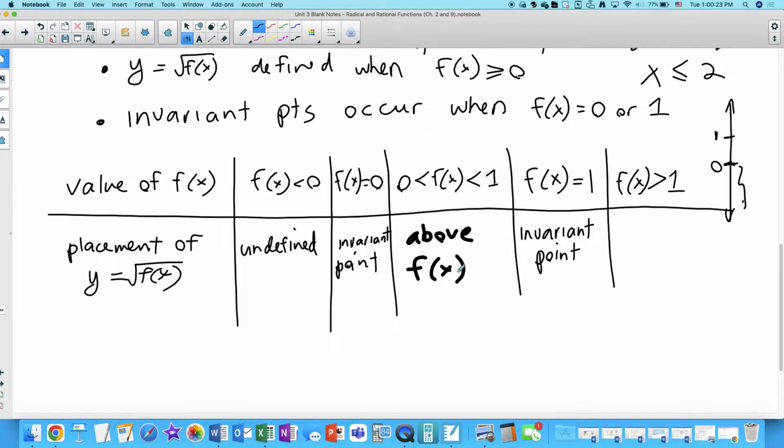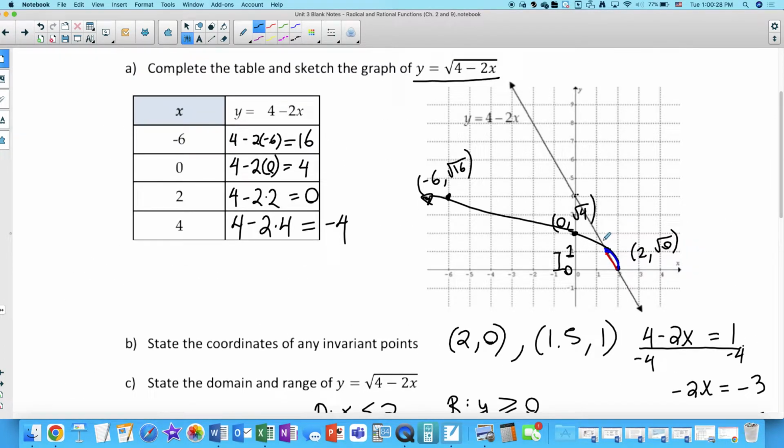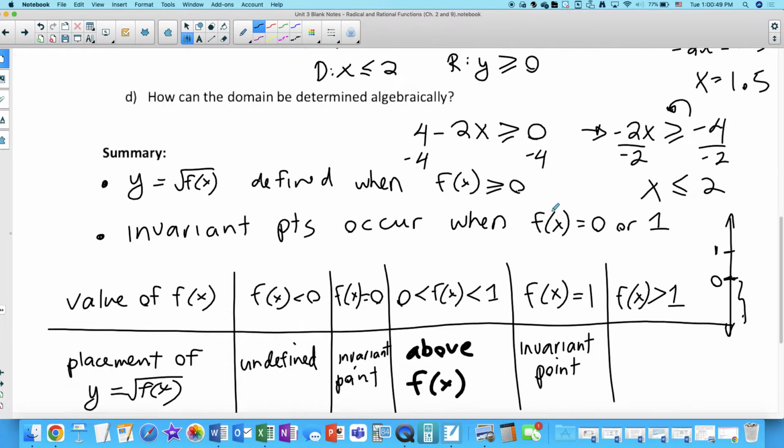What about when f of x is greater than 1? So that would be like from here on. How could you compare? Yeah, it's underneath. It's under the original. Because when you're taking the square root of a number larger than 1, that square root will be smaller than the original, right? Square root of 16 is 4. Square root of 25 is 5. So this one will be below f of x.